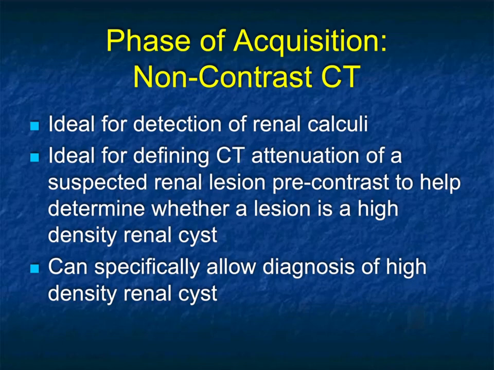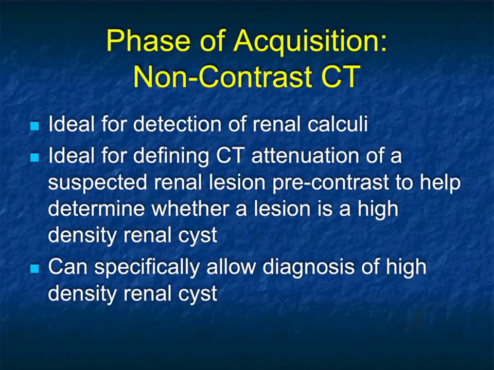Now, if radiation dose wasn't an issue, perhaps you would get 4 phases on everybody, but it's an issue. So the key is to get as many phases as we need, but not more than that, but also to recognize that if you don't have the phases you need, you can miss a diagnosis or make the wrong diagnosis. So let's look at contrast CT and non-contrast CT. Let's start with non-contrast CT.